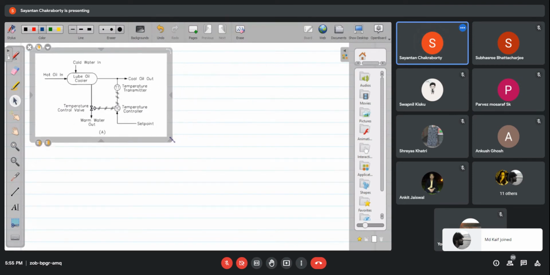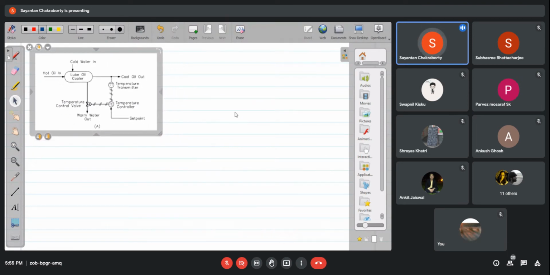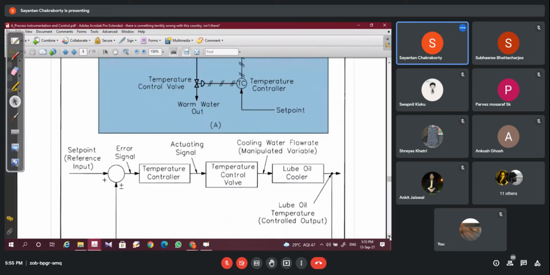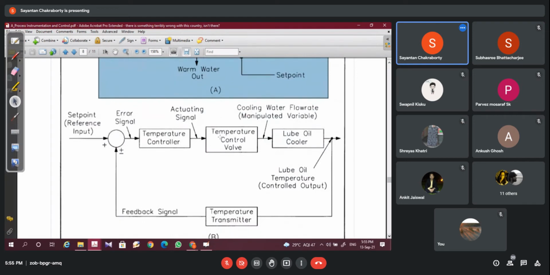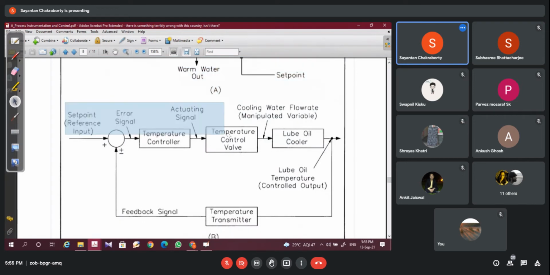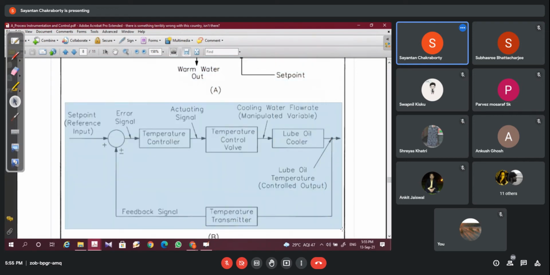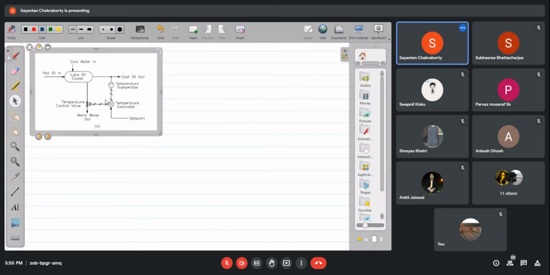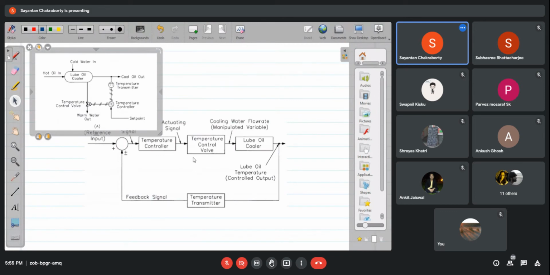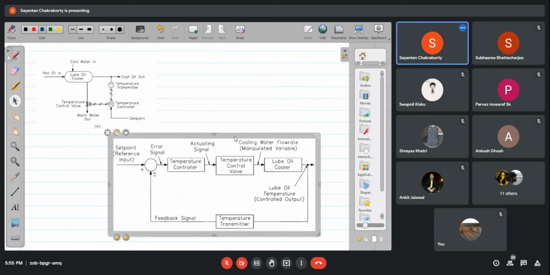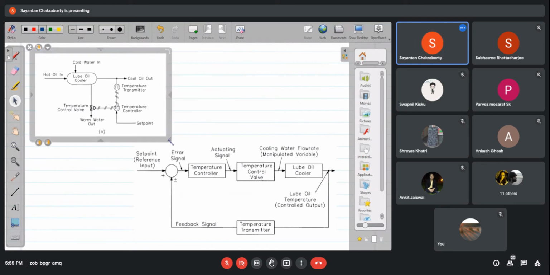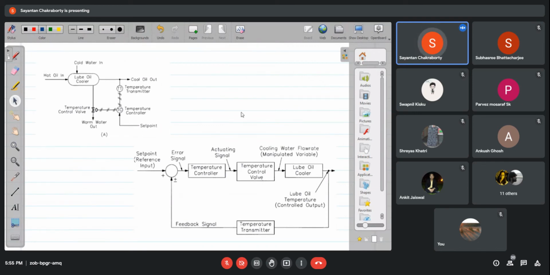Is it visible? Okay. I think this arrangement is much better, right? So you can get one-to-one correspondence with each of the things, right?